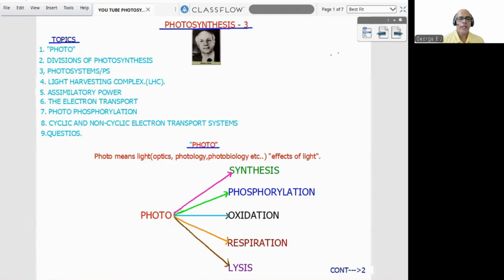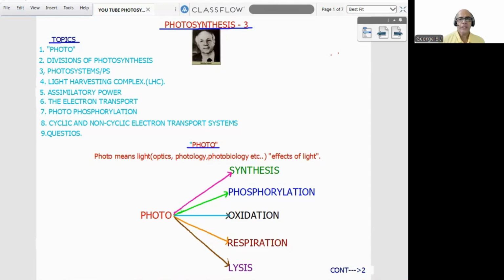See, almost 9 topics are given, starting with the photo, divisions of photosynthesis, photosystems or PS, light harvesting complex LHC, assimilatory power, electron transport, photophosphorylation, cyclic and non-cyclic electron transport system, ETC or ETS. Then finally, theory question and entrance question. It's almost 9 items. So we can first start with the term photo.